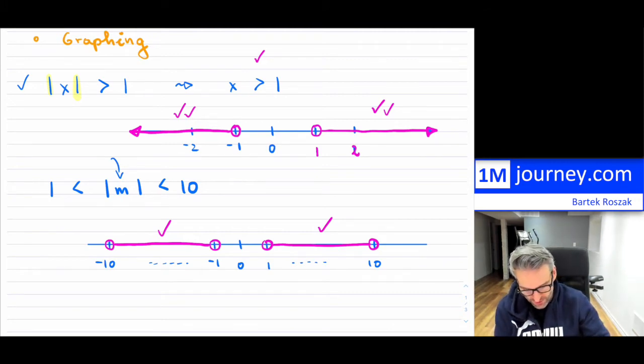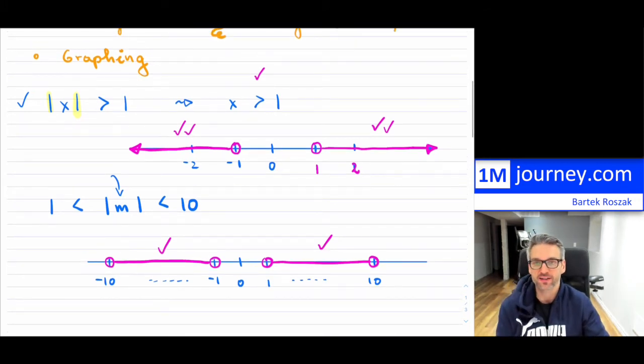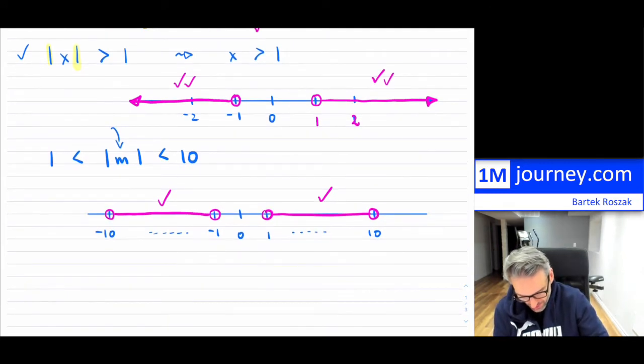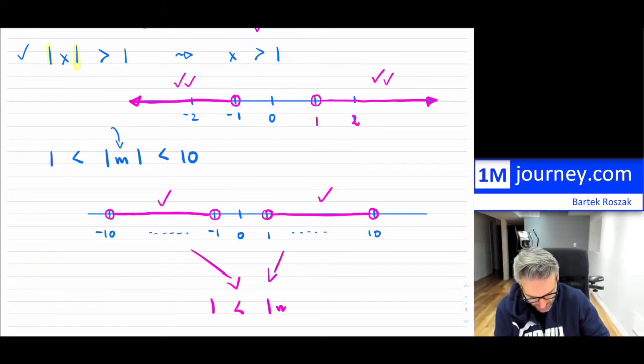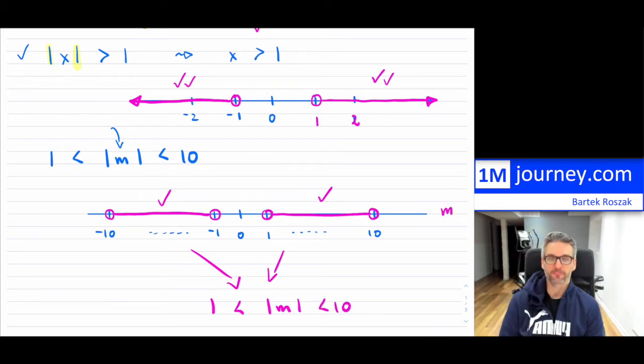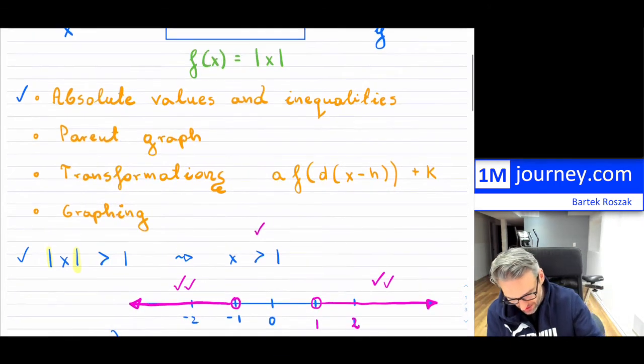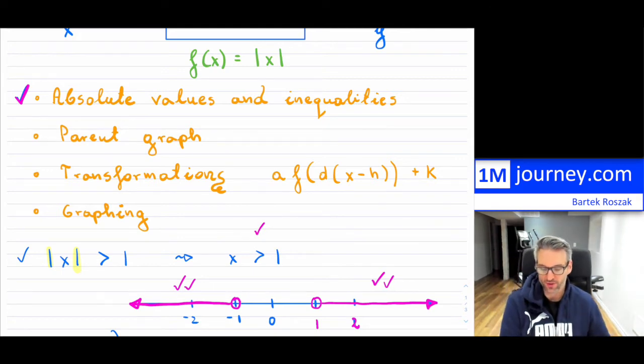You might run into drawing these number lines and then restricting them as you go along, or you might take these number lines and be asked to transform them into the actual restriction itself. So if this is M right here, you might have to get it back from that. All right, so that's the first thing that I wanted to cover in this video. So those absolute values and inequalities.